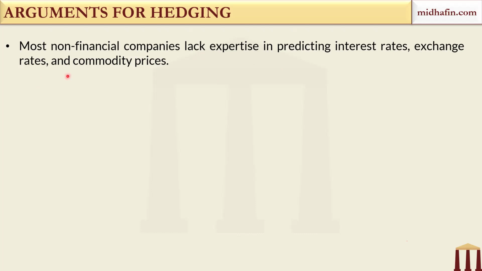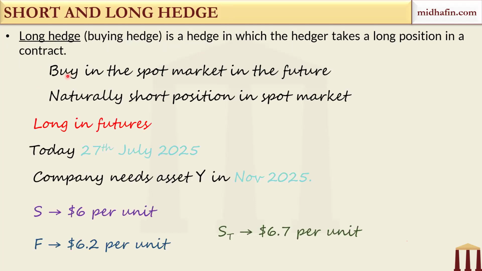Sir, I have a doubt in that long position. You said that suppose it goes to 6.7, then it would be a good decision. But suppose the price is below 6.2, in that case, he won't exercise the futures contract, right? No, it's not an option. It is a commitment, so you have to exercise it. So from a hedging point of view, it would still be a good decision.